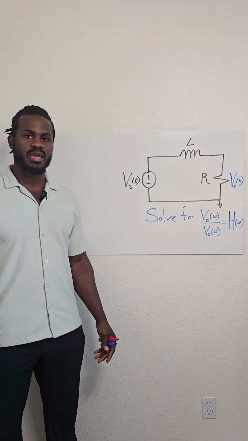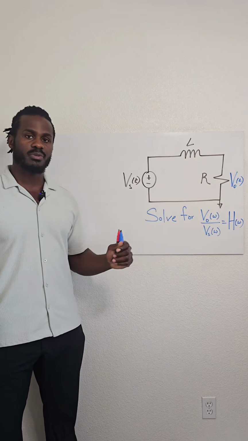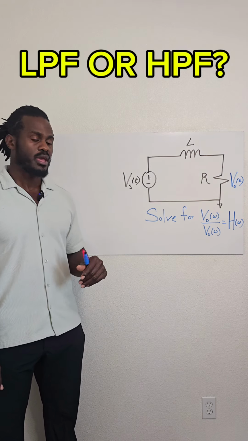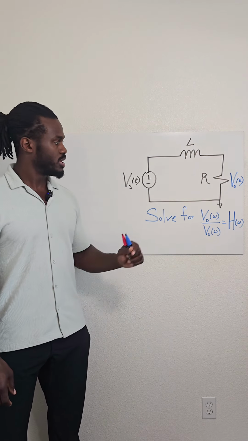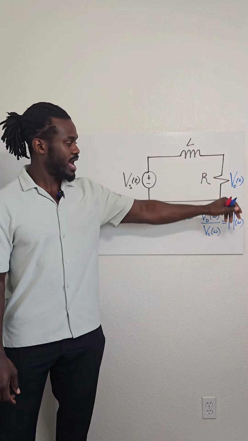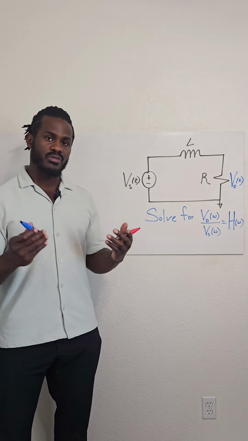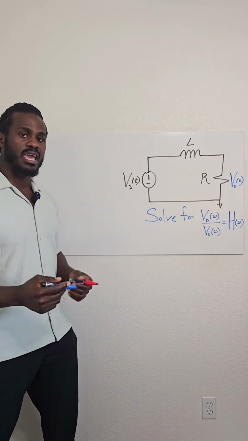Okay, let's go ahead and solve for the transfer function of this RL circuit and determine whether it's a low pass filter or a high pass filter. And the transfer function H of omega in the frequency domain is also equated to V out of omega over Vs of omega. Now, there's many different ways to solve the circuit, but what I'm going to use is KVL, or Kirchhoff's voltage law.